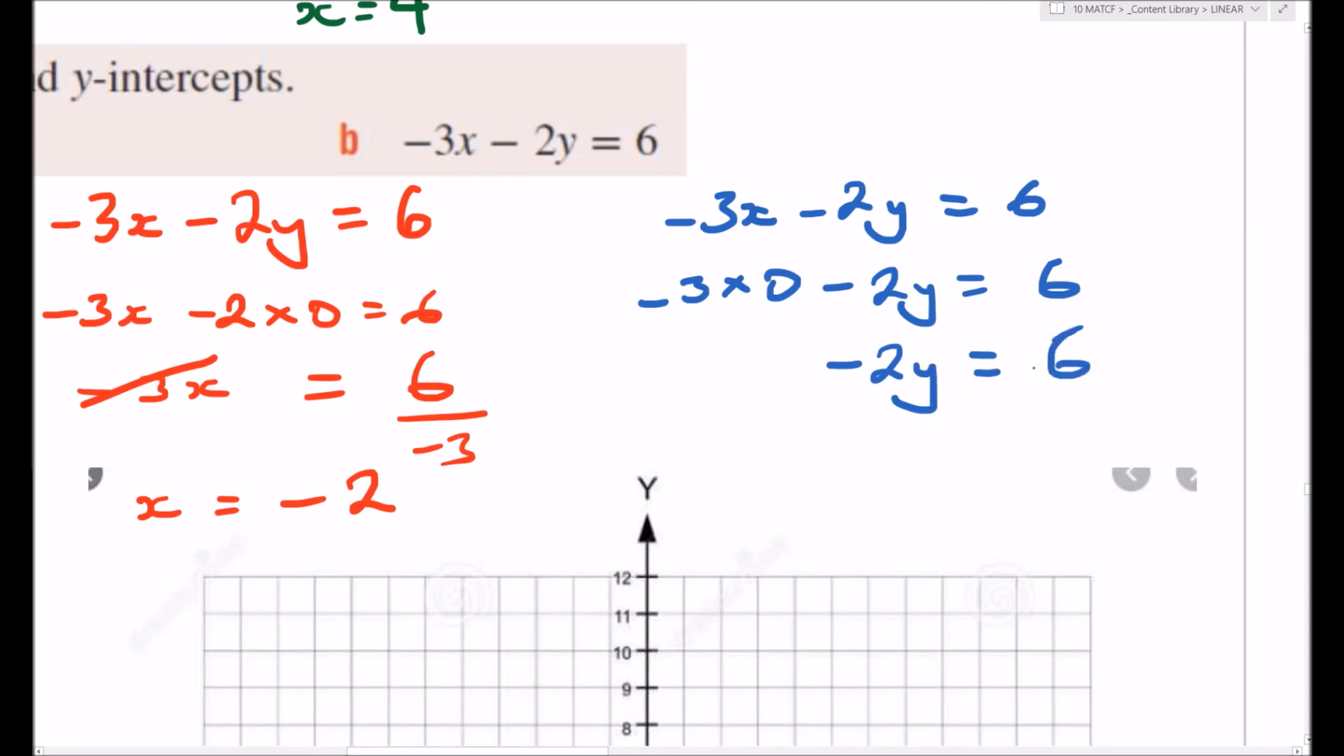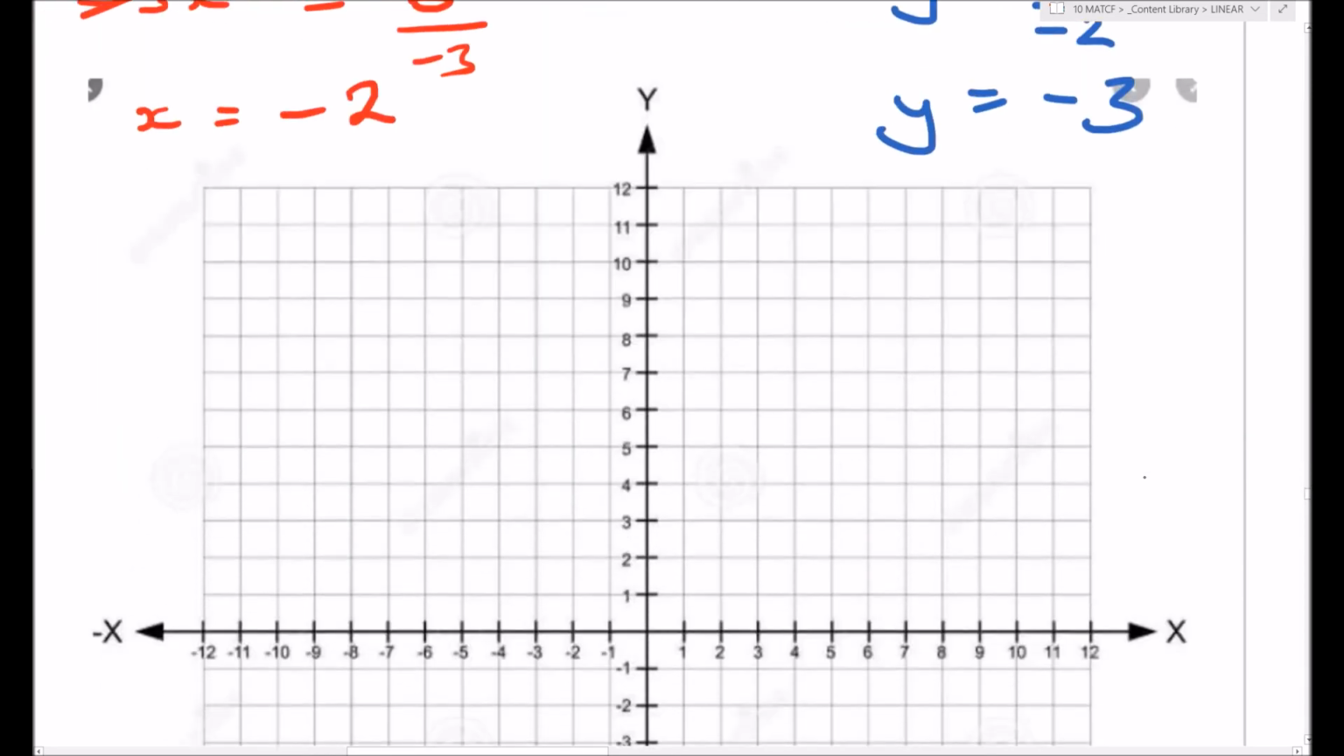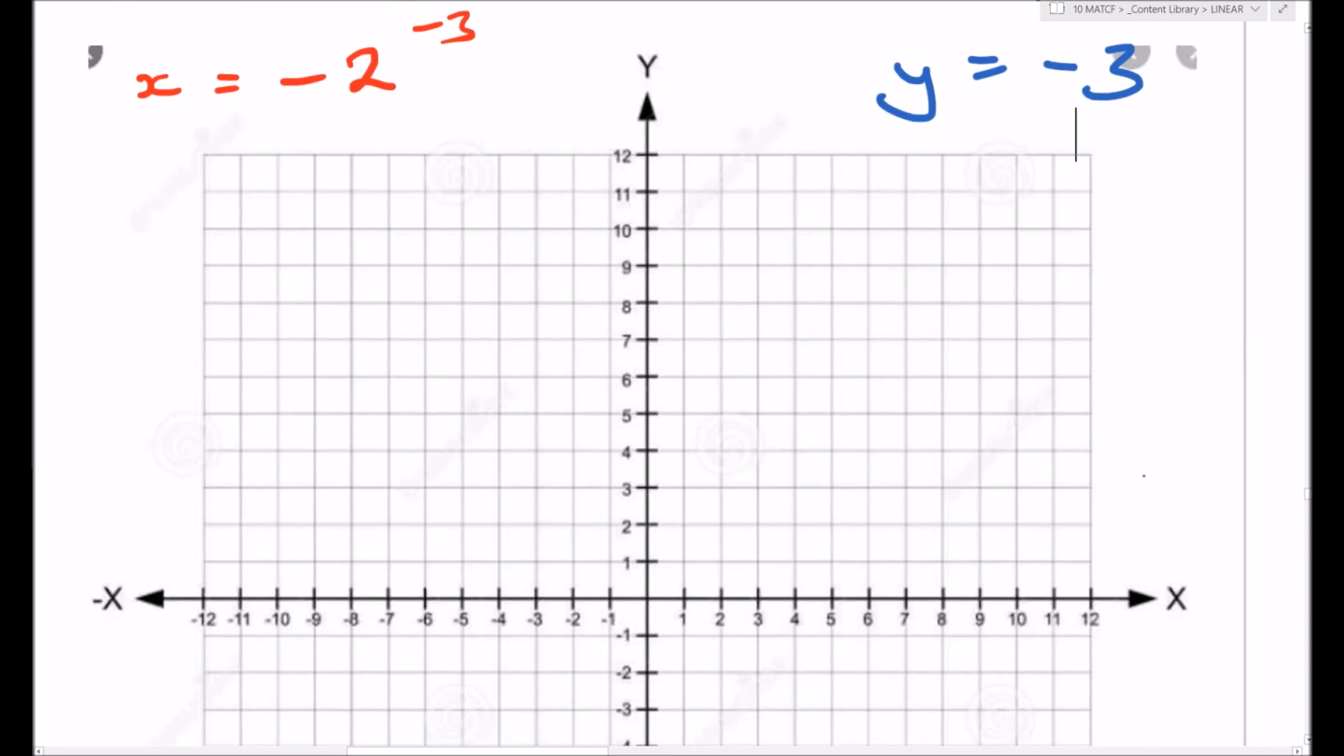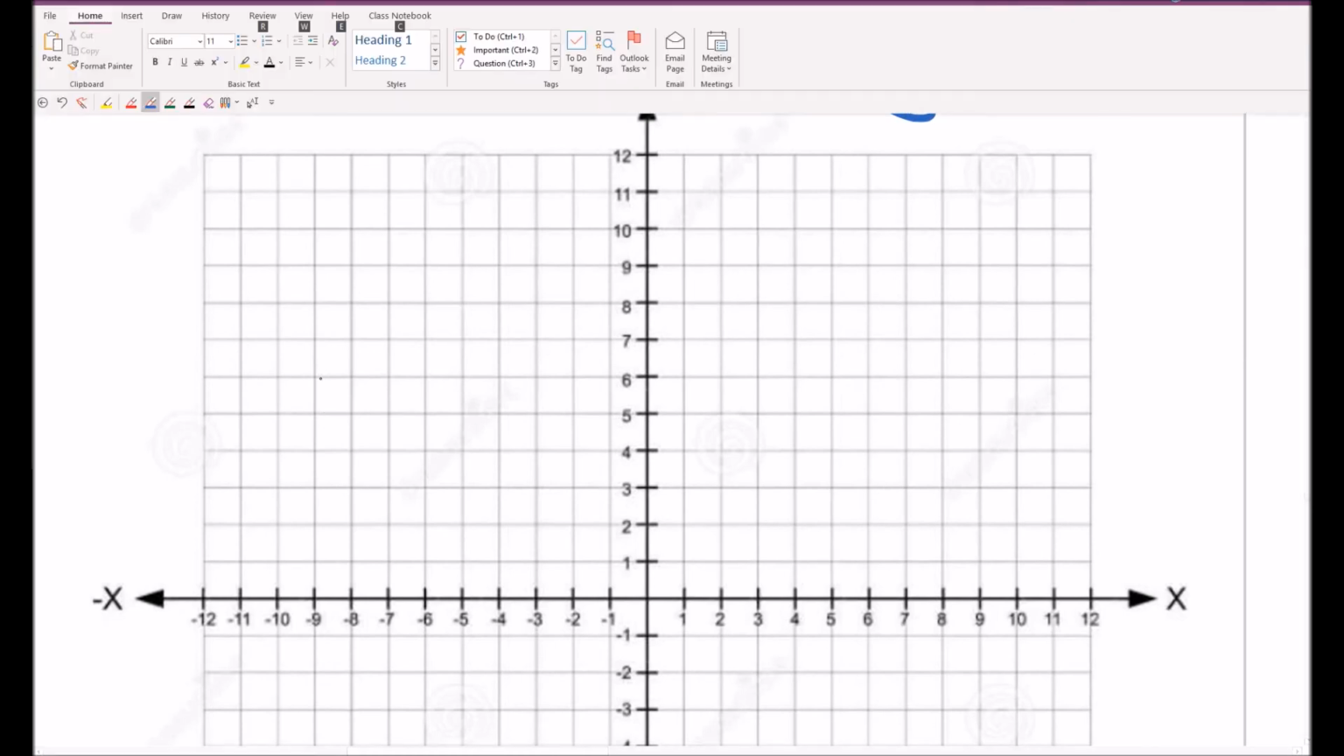Okay, I want to isolate the y to figure out what the intercept is. So to get rid of this, you multiply by negative 2, and it becomes divide by negative 2. So that means the y-intercept is 6 divided by negative 2, which is negative 3. So nice and easy. On my graph, the x-intercept is negative 2. So let's start with that.